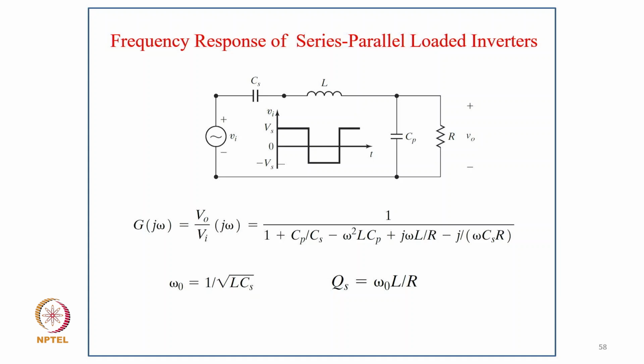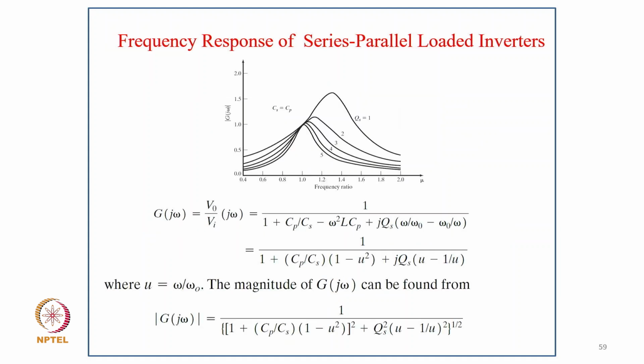And coming to the frequency response of parallel loaded inverters, with the C and L and a capacitor in parallel, G = Vo/Vi = 1/(1 + Cp/Cs − ω²LCp + jωL/R − j/(ωCsR)), where ω0 = 1/√(L Cs) and Qs = ω0 L/R.